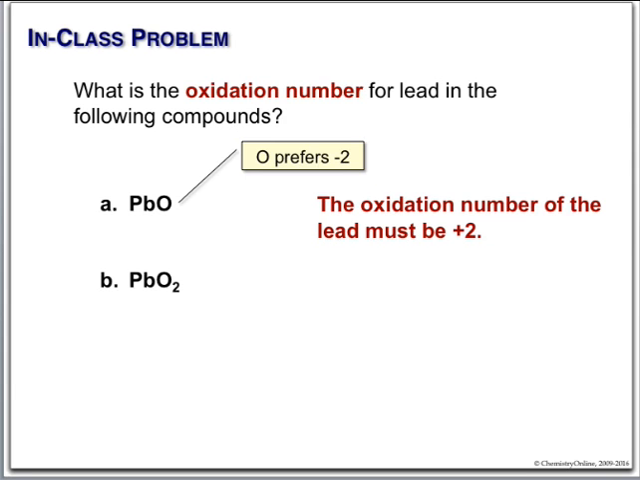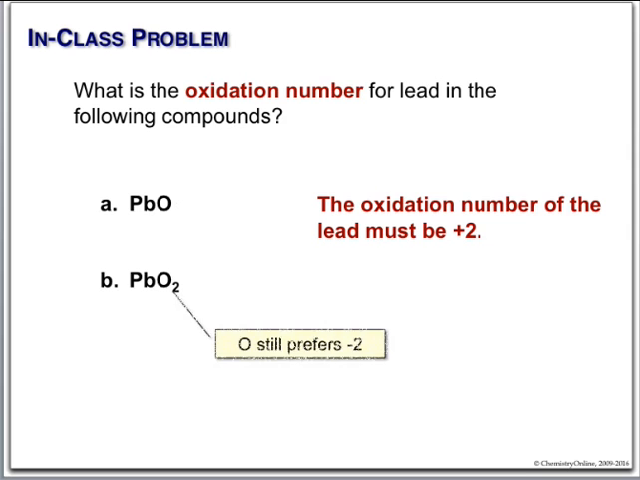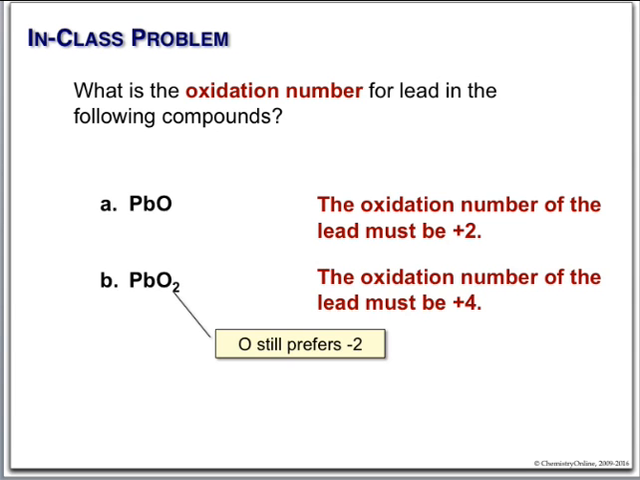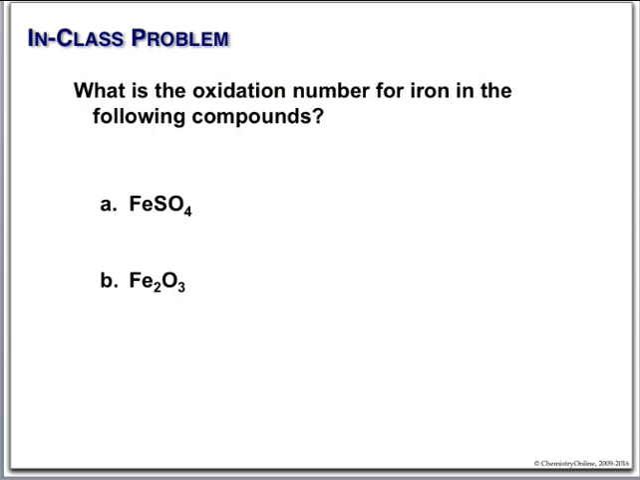In this one, we have an oxygen, right? We have 2 of them. Each one of these is going to be a -2. So how many negatives do we have? 4. Therefore, the charge on the lead must be +4, and that makes it neutral. And how would you write that? Well, we'll get to that in just a second.